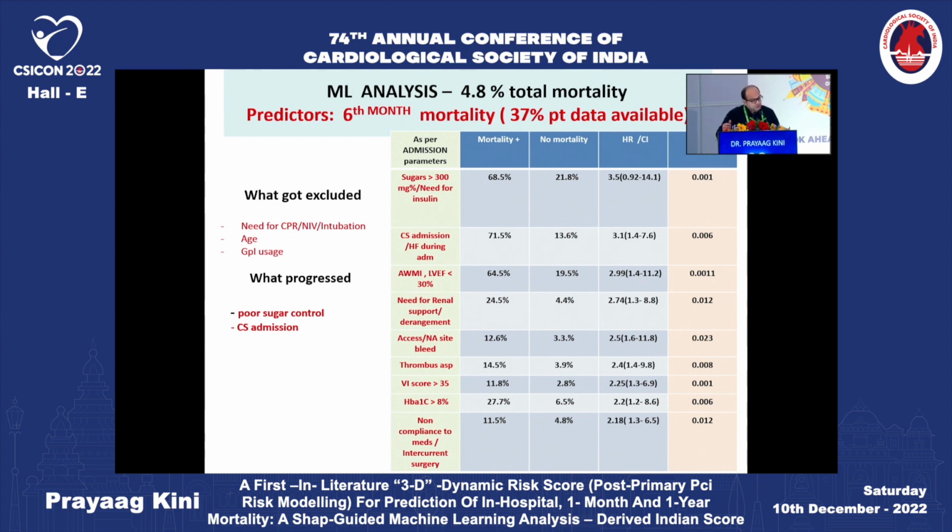In this, what got excluded is the need of CPR initially, as compared to initially, all those who died at 6 months. What progressed is that poor sugar control still remained a very significant factor. And if the patient was admitted with a cardiogenic shock initially, it has continued to be a factor. What got excluded is the need for CPR, obviously, because the patient has survived. After that, age was no more a factor, and GPI usage was no more a factor, because it was only an acute event that had happened.